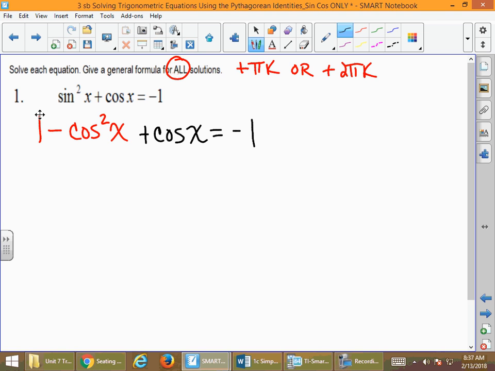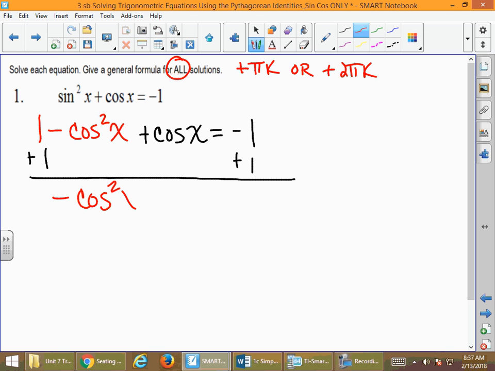Well, we've got a couple issues here. The first issue that stands out to me is that it's negative cosine squared x, and it's really much easier to have positive cosine squared x. But maybe for you, what you might want to do is move this 1 over to the other side. And I'll fix that negative cosine squared. But now what we have is negative cosine squared x, and I should have written this down here. 1 plus 1 is 2. And then we have our plus cosine of x. That equals 0.